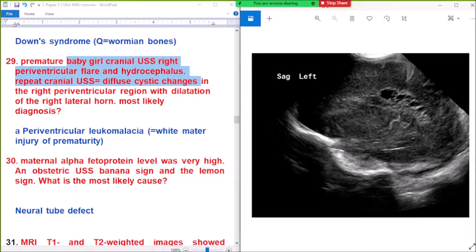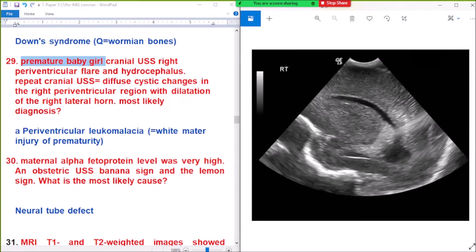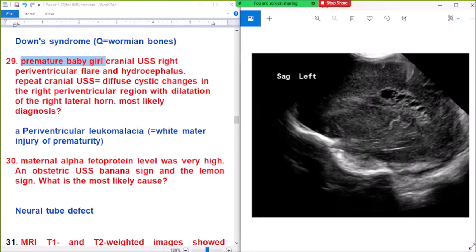Diagnosis: periventricular leukomalacia. What is periventricular leukomalacia? It is white matter injury of prematurity. It is seen in premature babies, and it appears as an intracranial hemorrhage, and afterwards it develops into cystic spaces. So it is also called white matter injury of prematurity or periventricular leukomalacia.